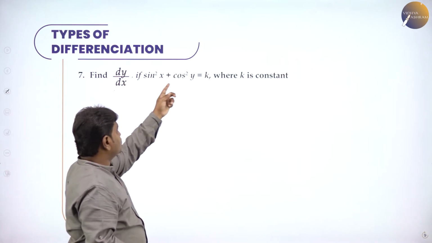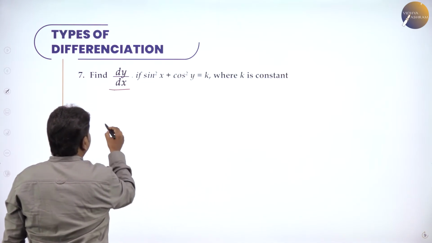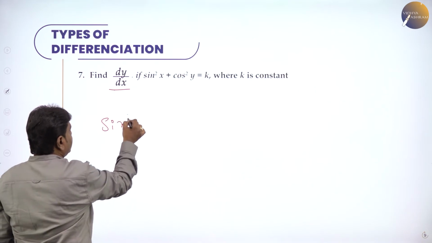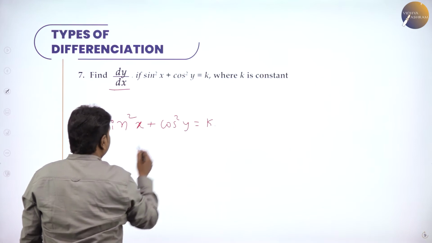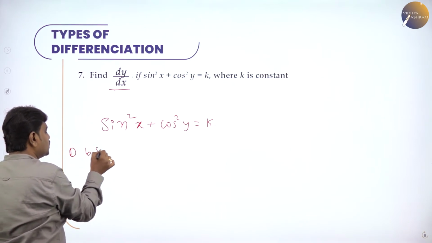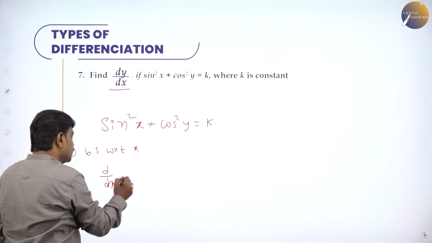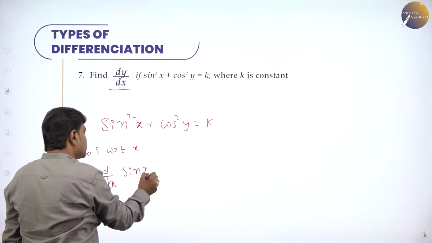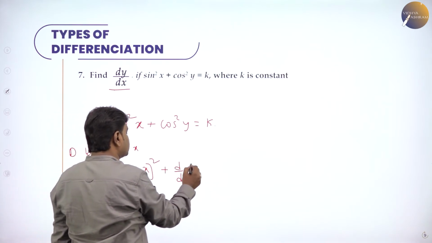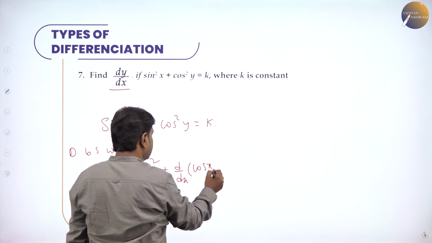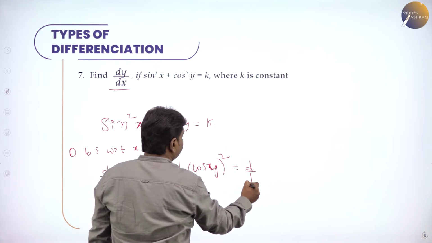Now sin square x plus cos square y equal to k, and they told k is constant, they wanted to find dy by dx. So they gave sin square x plus cos square y is equal to k. So now what should you do? Differentiate both sides with respect to what? x. So then it will become d by dx of sin square x, can I write sin square x as sin x the whole square, plus d by dx of cos square y, can I write it as cos y the whole square, is equal to d by dx of k.